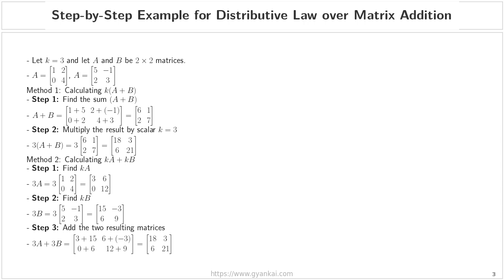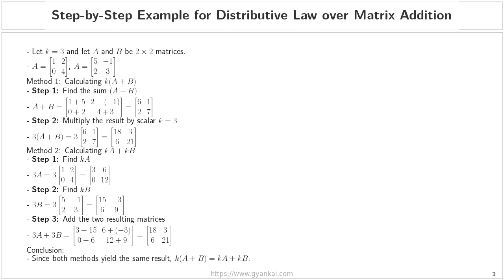Finally, we add these two resulting matrices together. 3 plus 15 is 18, 6 plus -3 is 3, 0 plus 6 is 6, and 12 plus 9 is 21. As you can see, both methods yield the exact same final matrix. This confirms our property. k times the quantity A plus B is indeed equal to k times A plus k times B. Having mastered how a scalar distributes over matrix addition, we will now move forward to look at how a matrix distributes over the addition of two scalars.